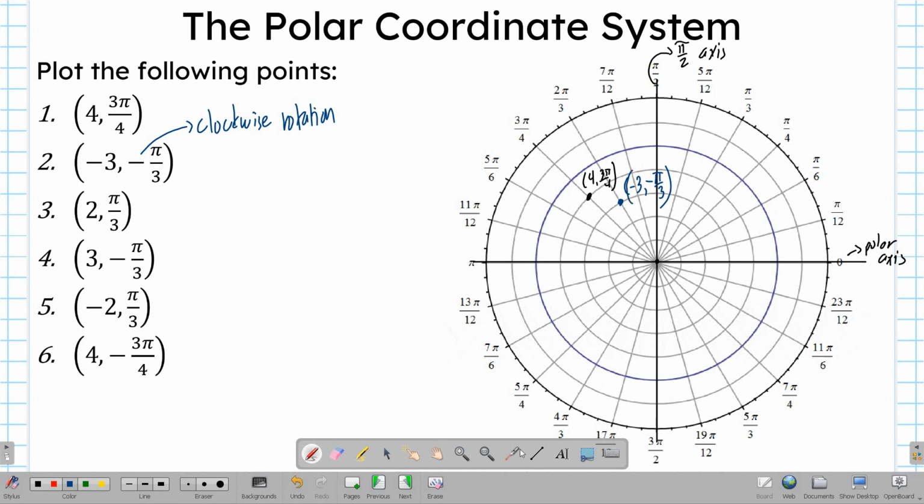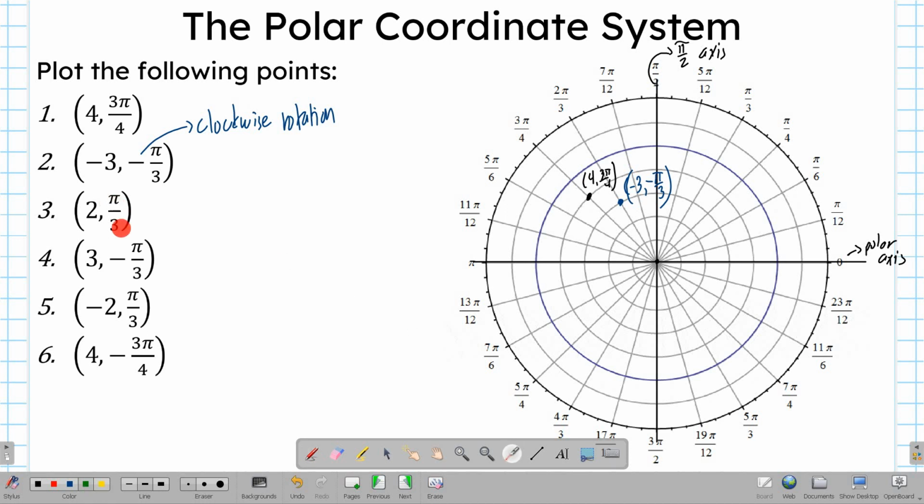So this blue point here is the point (-3, -π/3). Now, try on your own to plot the points in numbers 3, 4, 5, 6. Pause the video and see if you're able to plot the points given on the screen. Assuming you've paused the video and really did so, let's see what we have.